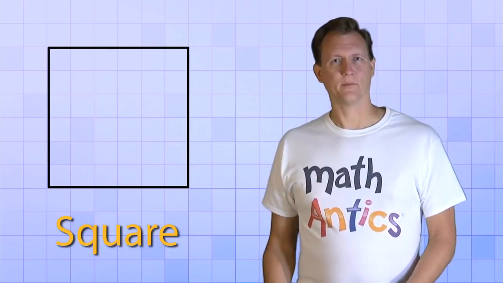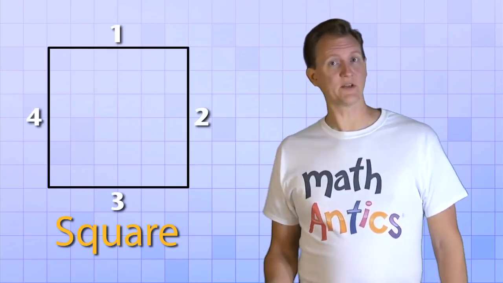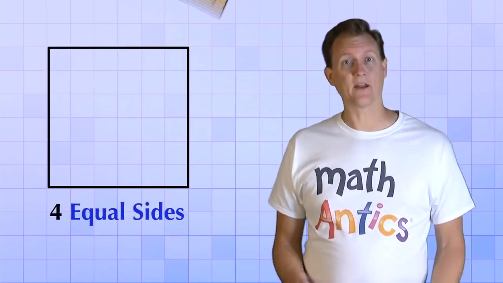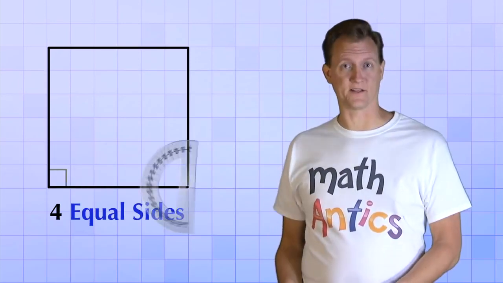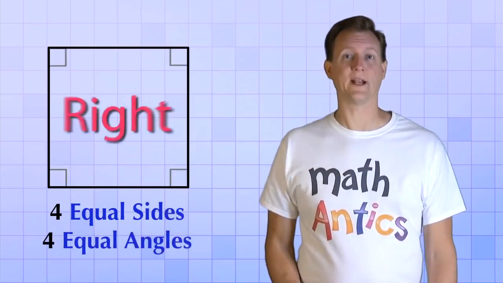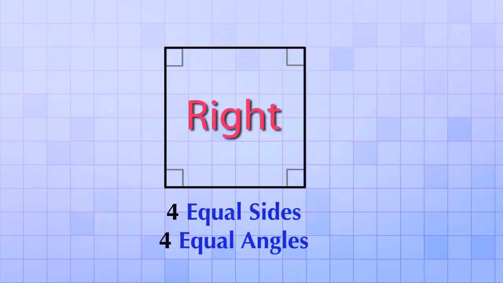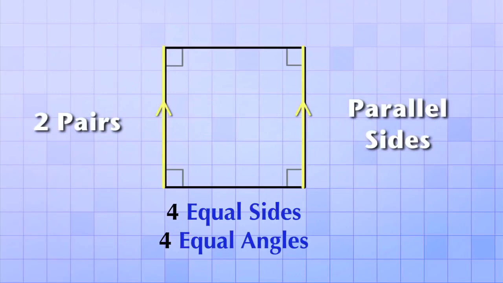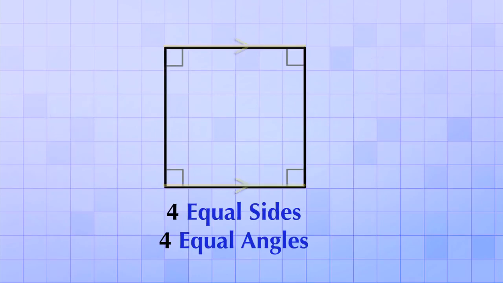It's a quadrilateral because it has 4 sides. And it's special because all 4 of those sides are exactly the same length, and all 4 of its angles are exactly the same size. In fact, they're all right angles. Notice also that a square is formed by 2 pairs of parallel sides. These 2 opposite sides are parallel, and these 2 opposite sides are parallel. We'll see why that's important in a few minutes.